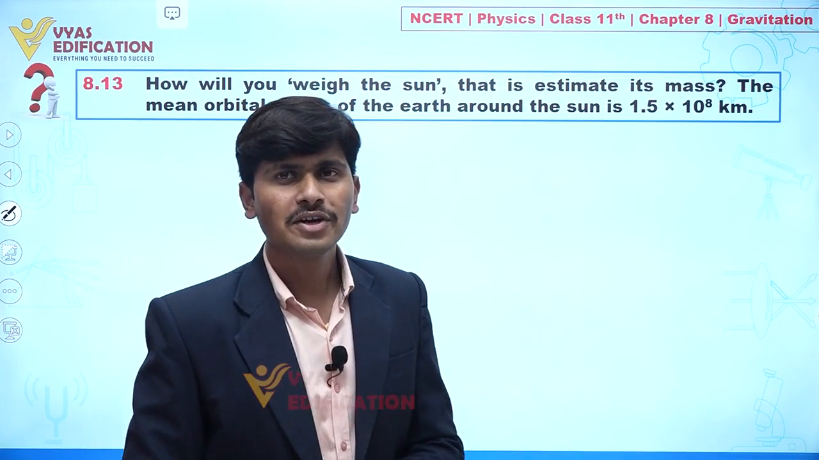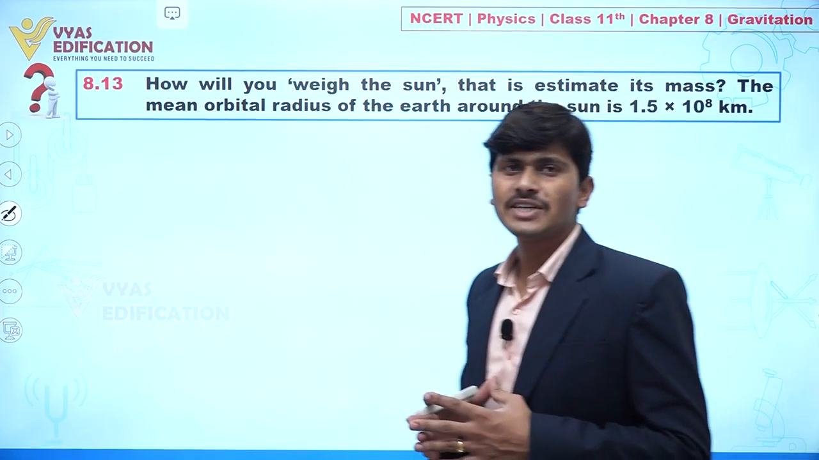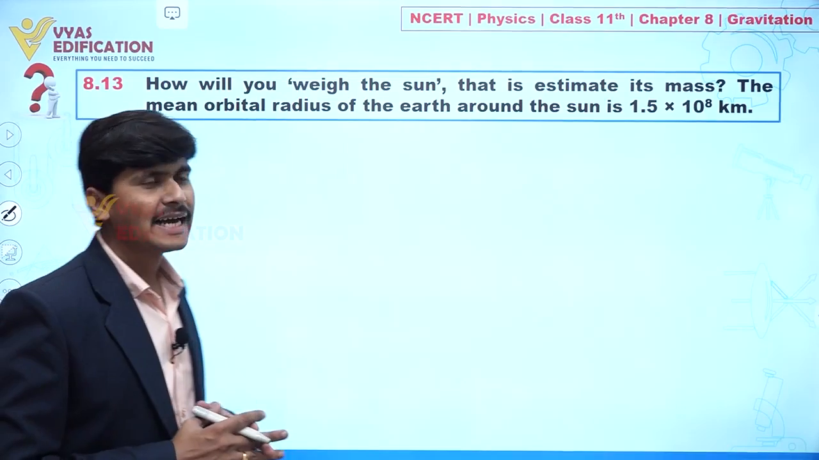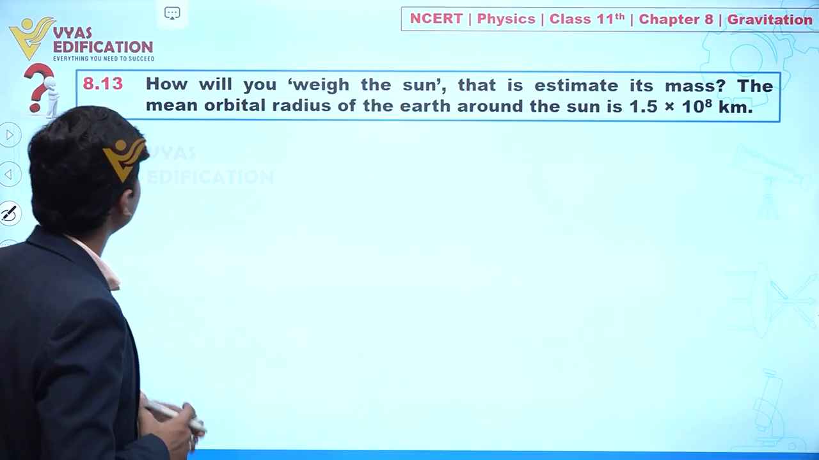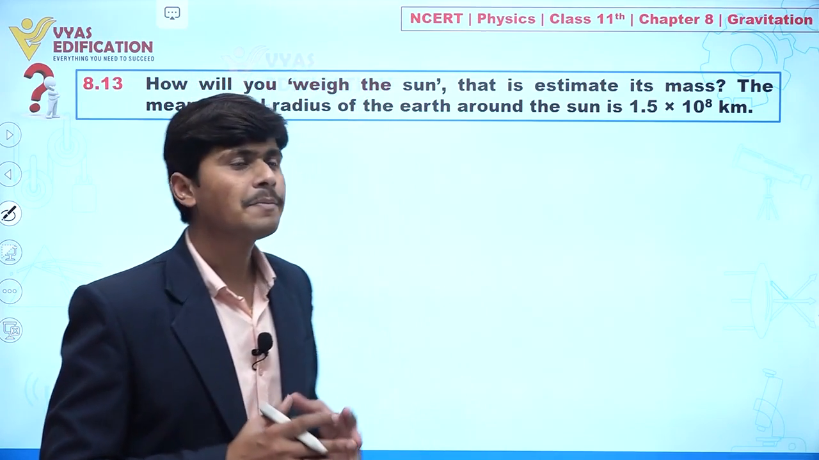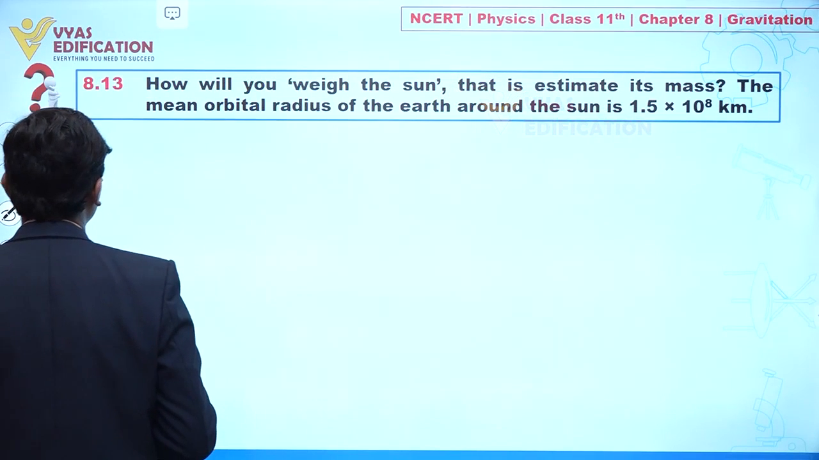So now student, we are going to discuss question number 8.13, and in this question it is given how you will weigh the sun, that is, estimate its mass. The mean orbital radius of earth around the sun is given to you as 1.5 into 10 to the power 8 kilometer. Clear? So now let us try to understand.